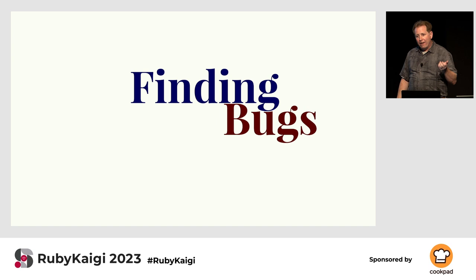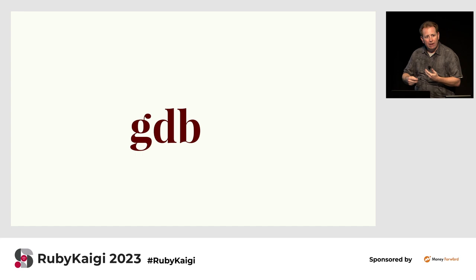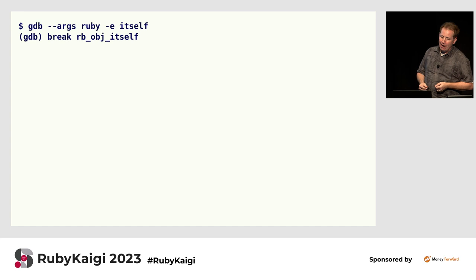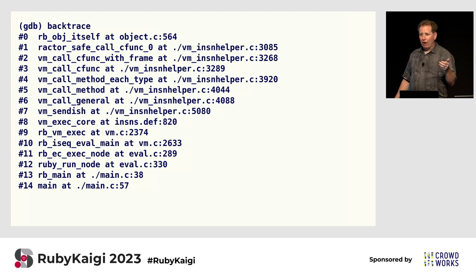Now to start work on fixing this bug, I needed to find out where the bug is occurring. When debugging in Ruby, I usually use GDB. To get a general idea of how method calling works, I can run Ruby through GDB and tell Ruby to execute the itself method. And then I can set a breakpoint on the underlying C function that will be called. After the breakpoint is hit, I can have GDB print the backtrace. And here is the simplified backtrace output.